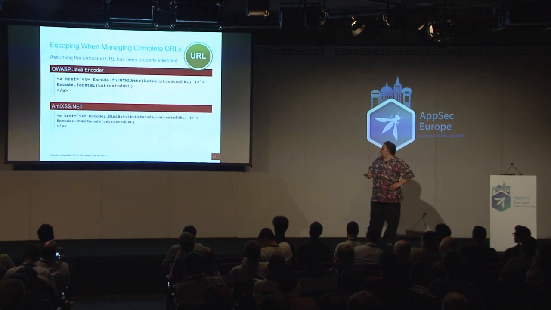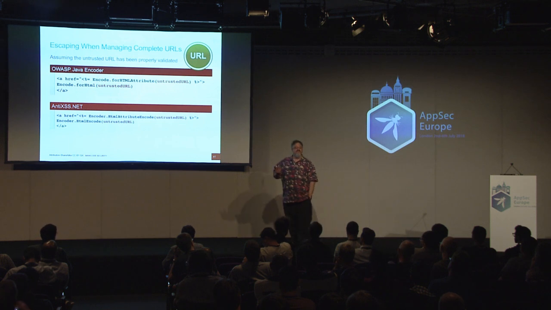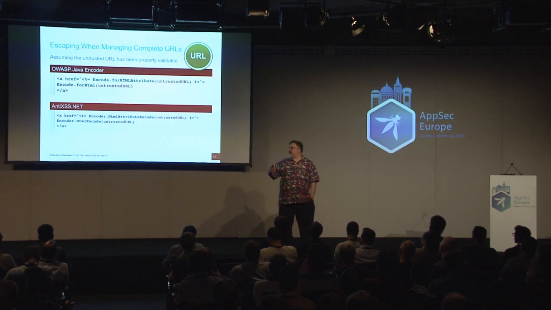Now, when we have a complete URL, I need to escape it for attributes in the attribute, and for normal HTML escaping between two tags. The point I'm trying to make here is I'll have a piece of content, a URL. It's valid. When do I escape it? Do I escape it before I put it in the database? Or do I escape it after, when I'm building the user interface?